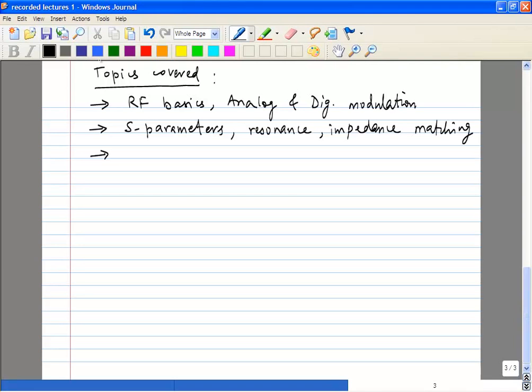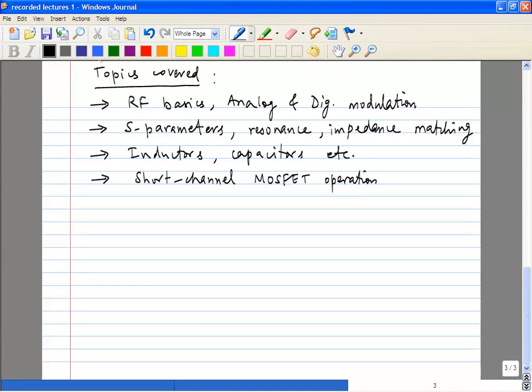After that, we'll look at what kind of inductors, capacitors and other passive circuits are available for use with integrated RF circuits. We'll have a quick introduction to short channel MOSFET operation and behavior. Next, we'll study noise and distortion. You'll see that noise you might have already studied in the analog ICs course. But the way distortion is quantified in RF circuits is slightly different from that in other analog circuits.